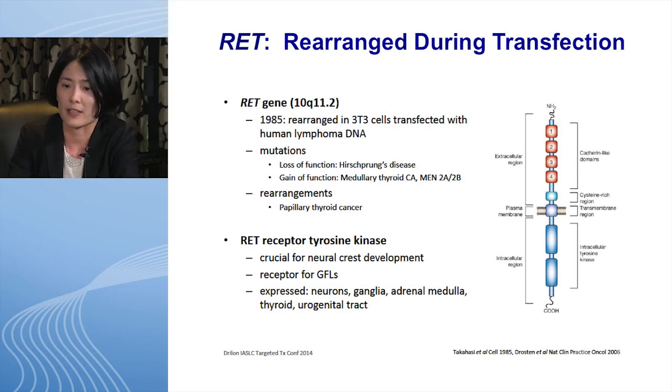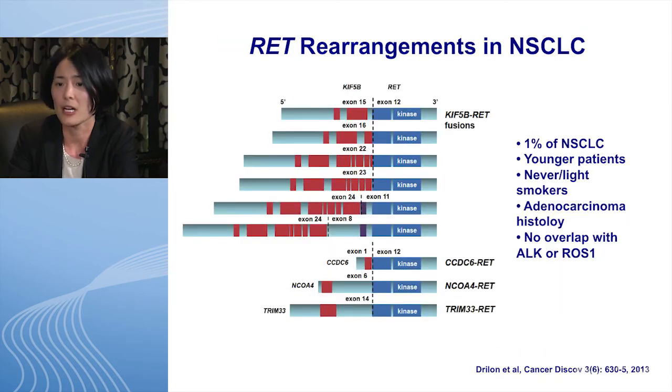And it really was only in the last few years that we had the discovery of RET rearrangements as a potential oncogenic driver in non-small cell lung cancer. Again, similar to ALK and ROS, a number of different RET fusions have now been identified in non-small cell lung cancer. They're shown here. And again, this is a pretty rare abnormality, about 1% of our patients, with a very similar phenotype as ALK and ROS patients. These tend to be younger patients, never or light smokers, with adenocarcinoma histology.